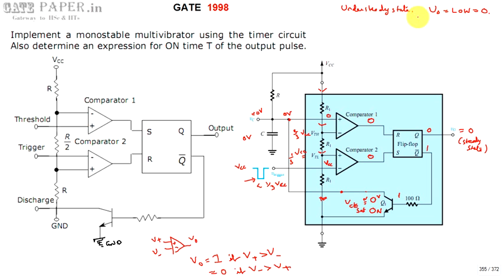Okay. So under steady state V0 is equal to low, and that makes R is equal to 0, S is equal to 0. For RS flip-flop, next state is same as present state. Present state is V0 is equal to low, that is Q is equal to 0. So it continues the same state as Q is equal to 0, that is nothing but V0 is equal to 0. So if you are not applying any trigger pulse, Q is going to be 0, Q bar will be 1, and that 1 will make Q1 on condition.